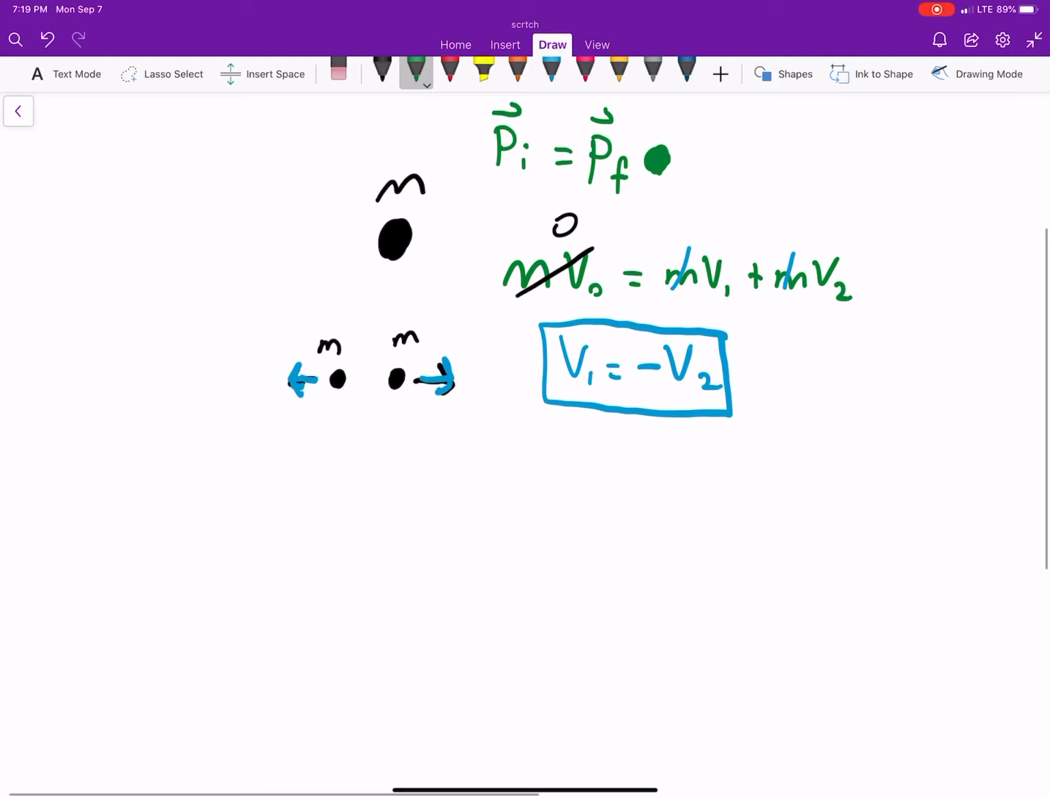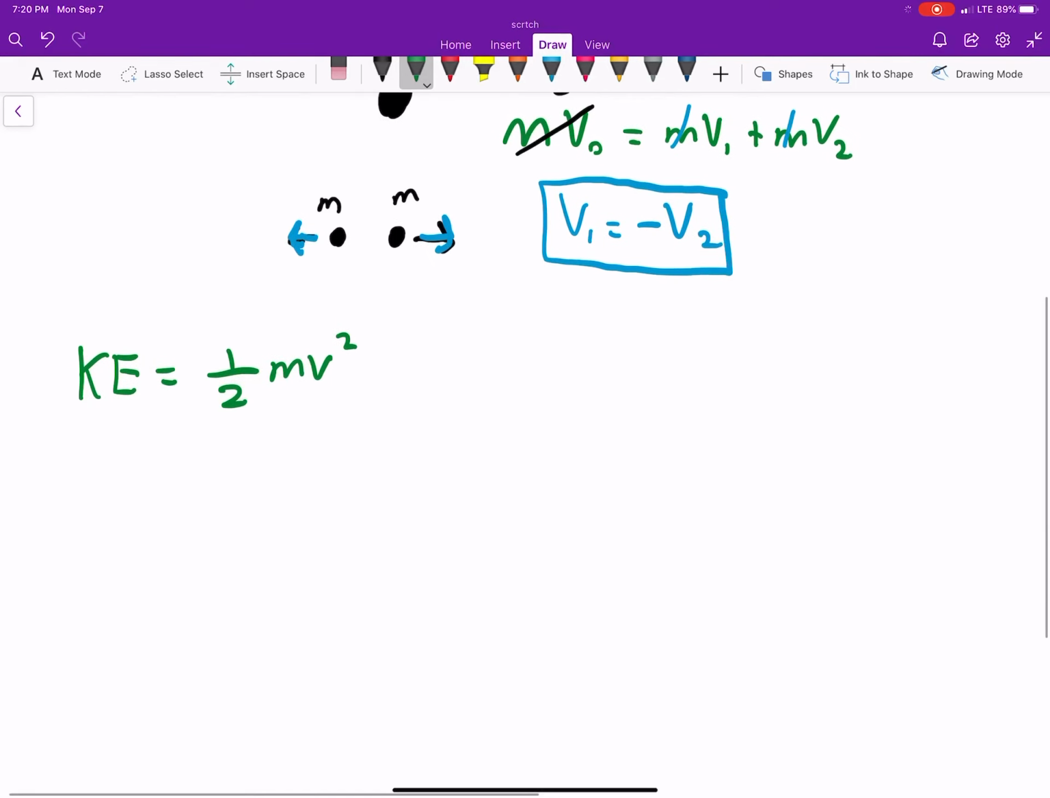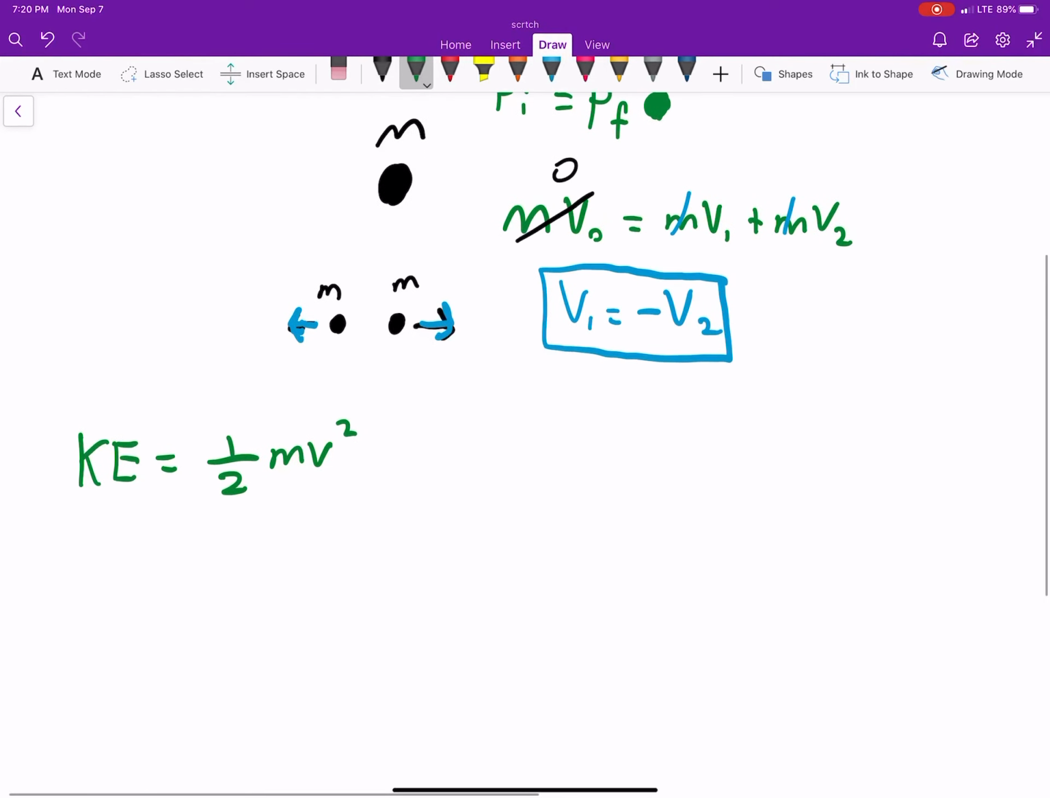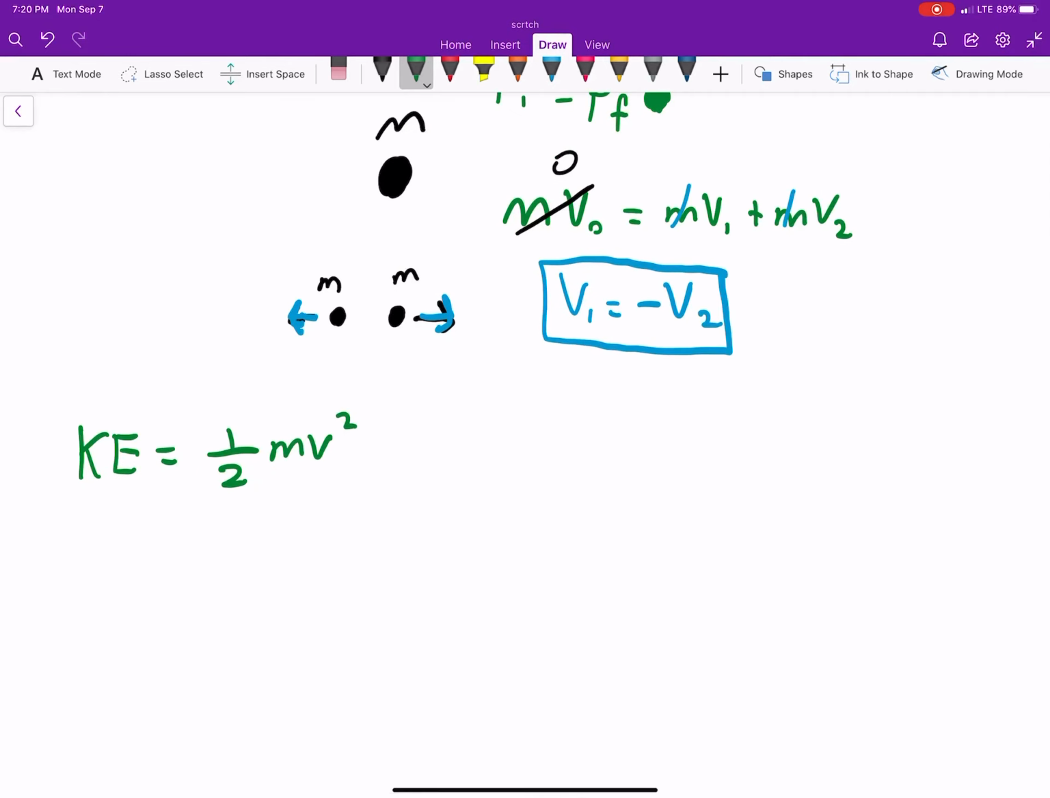Now, kinetic energy is equal to 1/2 mass times velocity squared. So if the total energy released is the 92.9 kilo electron volts, each one is going to give that off. Each atom is contributing half of that because their masses are the same and their velocities are just in different directions, and that's not going to matter when we square it because that'll take care of the negative. This negative just tells us the direction.